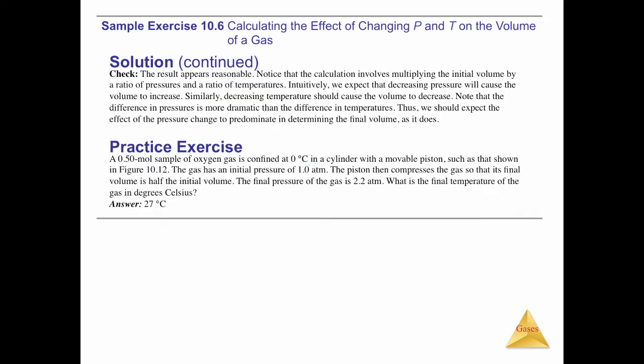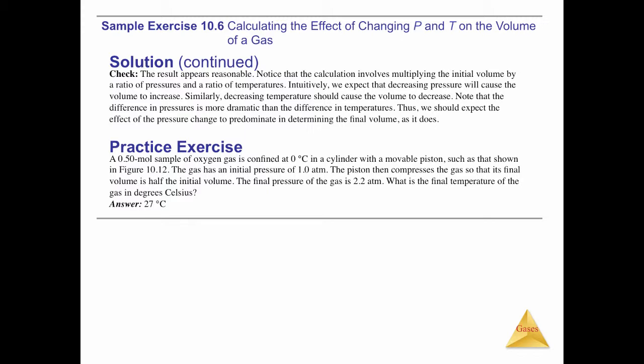the balloon. Okay, for practice, a 0.5 mole sample of oxygen gas is confined at 0 degrees Celsius in a cylinder with a movable piston, such as that shown in figure 10.12 in your textbook. It's just a piston that is movable. The gas has an initial pressure of 1 atmosphere. The piston then compresses the gas so that its final volume is half of the initial volume. The final pressure of the gas is 2.2 atmospheres. What is the final temperature of the gas in degrees Celsius?